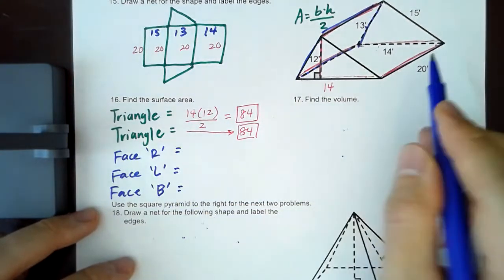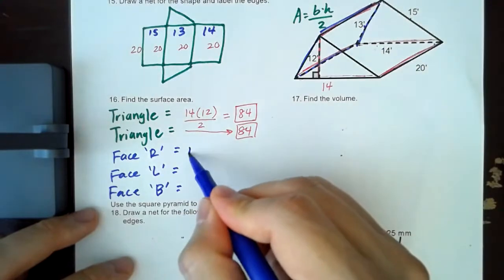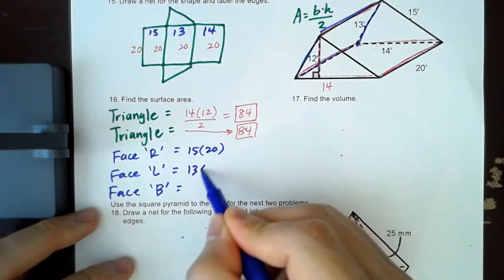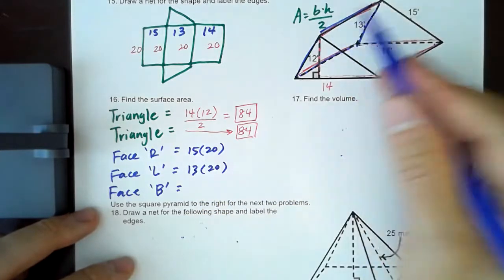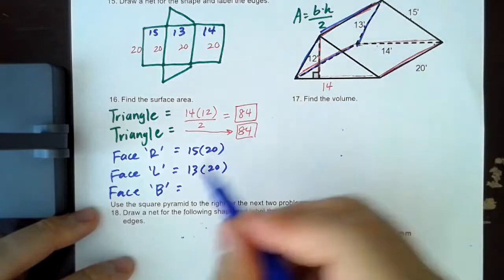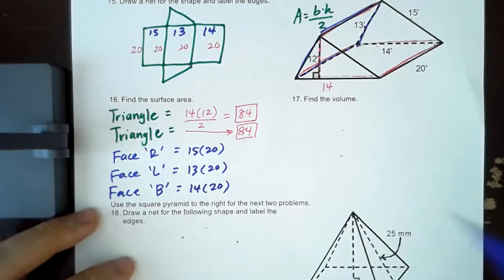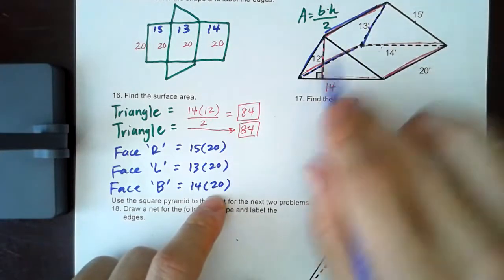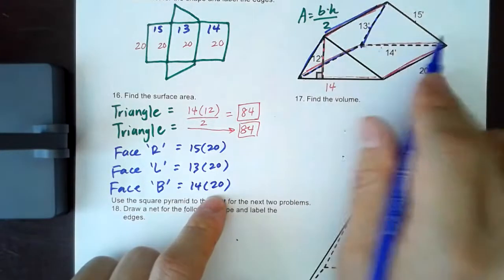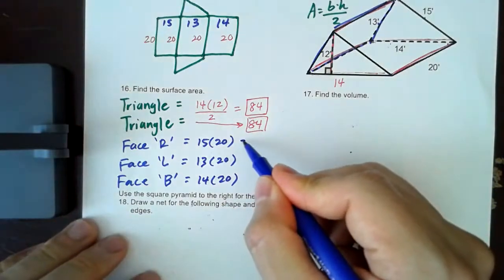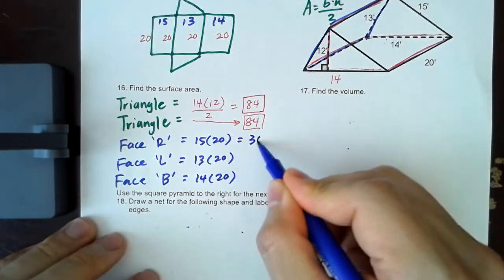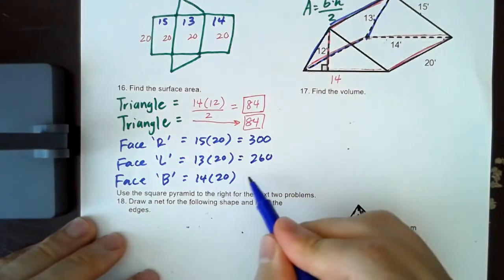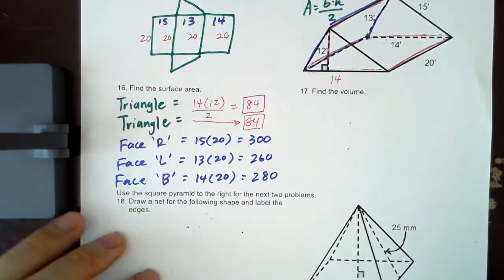Face R is going to be 20 times 15. Face left is going to be 13 times 20. And then face bottom is going to be 14 times 20. And it's really just all 20 because all of them have the same length that way, and you're just calculating the different widths. 15 times 20 is 300. 13 times 20 is 260. 14 times 20 is 280.